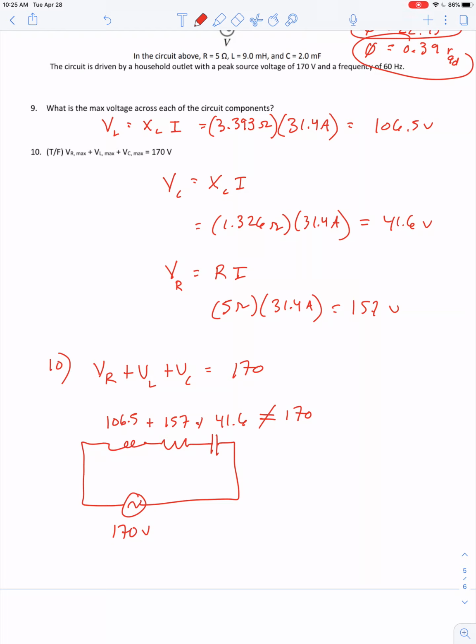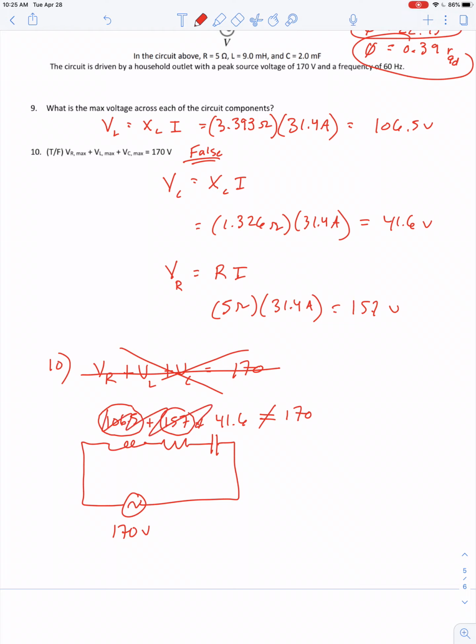Well, these devices all operate out of phase with each other. So you'll never have the maximum voltage across the inductor at the same moment in time that you have the maximum voltage across the resistor. So this is not a correct statement. So number 10, the answer is most definitely false.